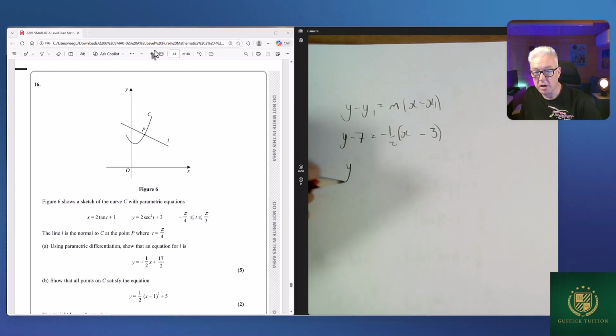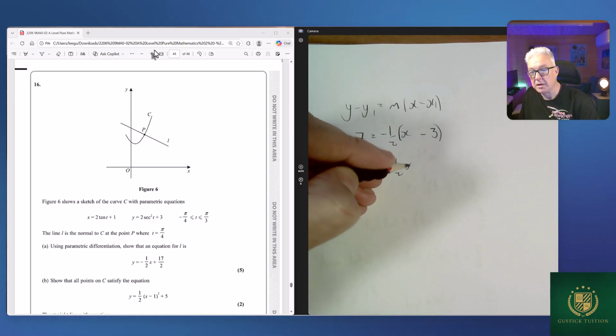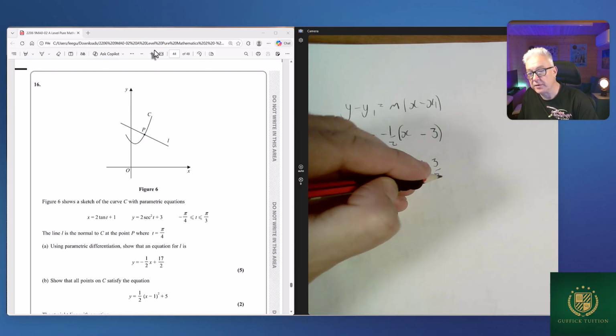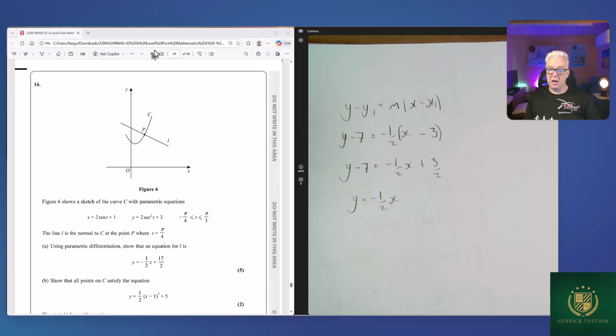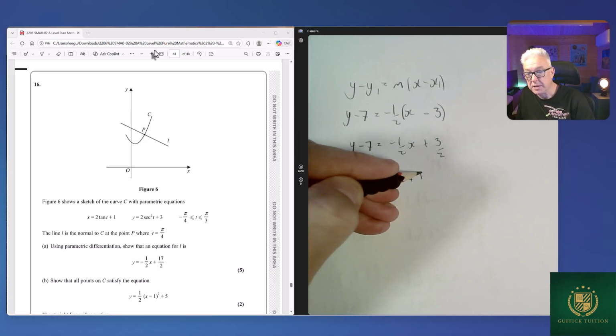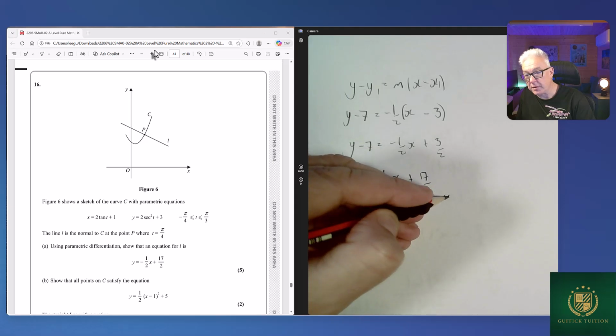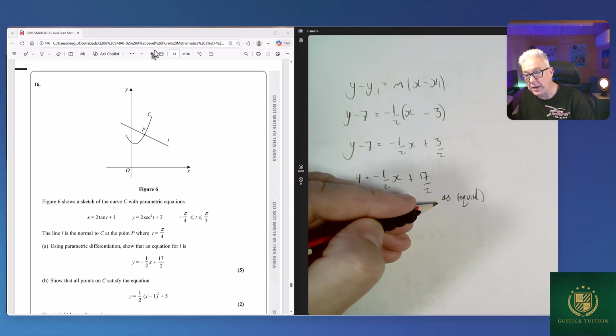So we can now just, hopefully this is going to work out. It's looking pretty encouraging so far, I think. So that's going to be plus 3 over 2. So we're going to have y is therefore equal to minus a half x, and 3 over 2 adds 7. So we're going to have 3 over 2, and we're going to add 7 to it, which gives us 17 over 2. So that is plus 17 over 2, and I'm going to write as required. Okay, that's perfect.